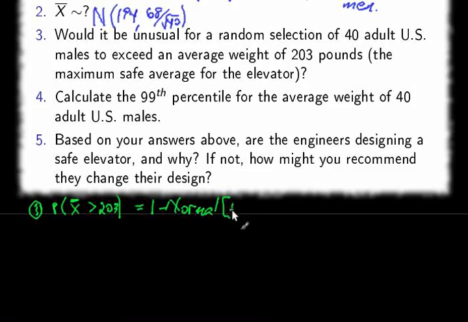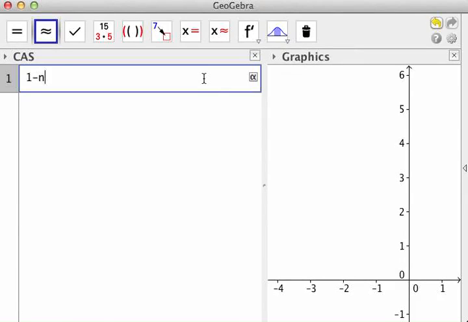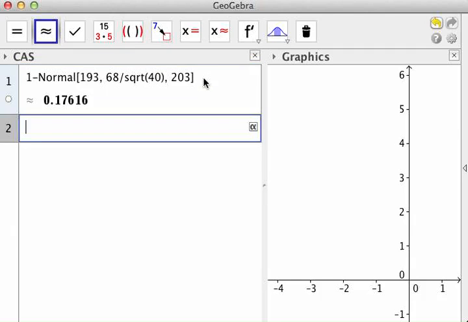normal, 194, 68 over the square root of 40, and 203. So let's ask GeoGebra about that. So we have 1 minus normal with a mean of 193, standard deviation of 68 divided by the square root of 40, and 203. I'm not quite right. The mean is 194. Let's try that again. 194. So 0.2012.